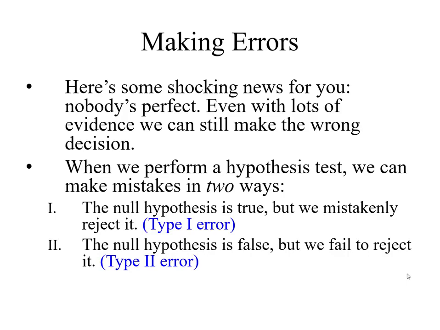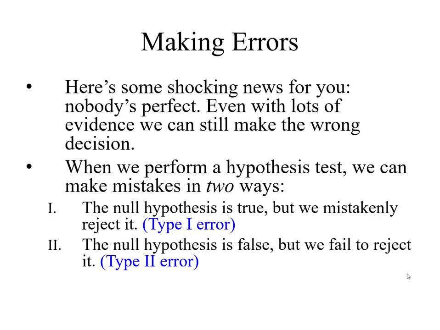So in this lecture I want to discuss some errors. When we perform a hypothesis test, we can make mistakes in two ways. The null hypothesis is true, but we mistakenly reject it. Just like in the jury example, the client is innocent, but the jury says that the client is guilty. Or maybe the client is guilty, but according to the evidence the jury says that the client is innocent. So there are two types of error.